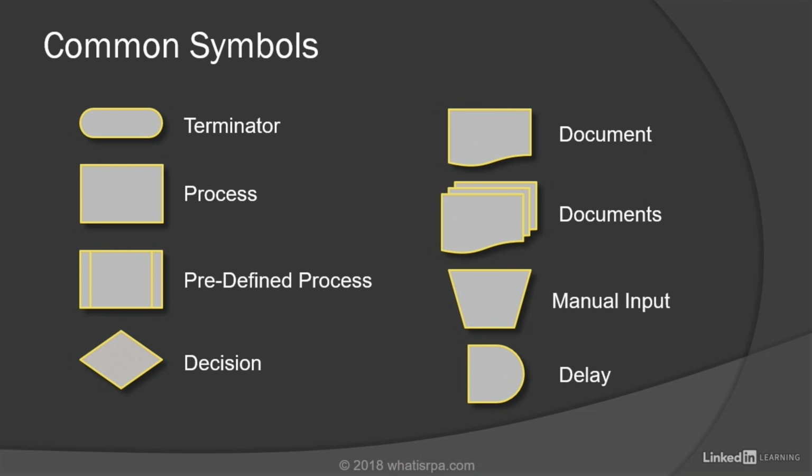On the right side, we see that we've got a document symbol and also a multiple documents symbol. We also have a manual input symbol and a delay symbol. There are actually many other symbols that are less commonly used, but the symbols shown here should suffice for almost any process you need to define. As you'll hear me mention in the best practices video, it's not required that you know and use all these different kinds of symbols. You can get by just fine using the terminators, process, decision, and delay.